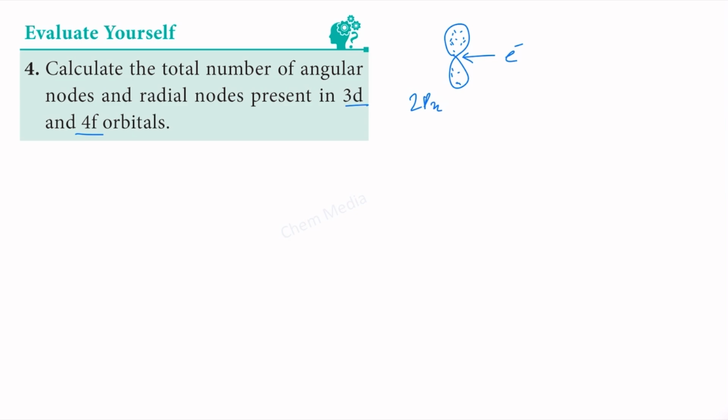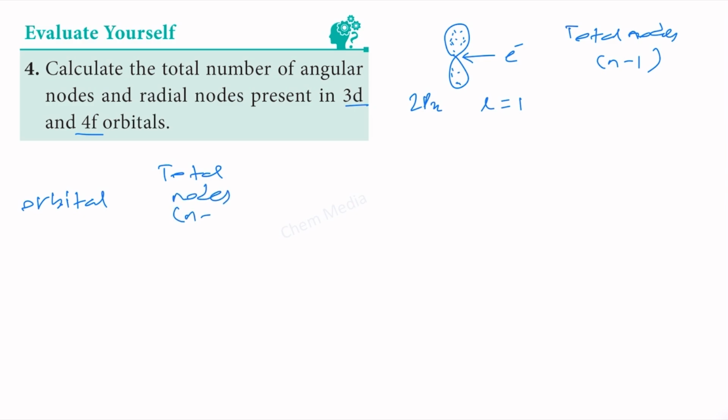So, for p orbital, let us say for 2px orbital in this case, the angular node will be equal to 1, because for p orbital the value of L, the azimuthal quantum number, is equal to 1. So, let us calculate the total number of angular nodes and radial nodes for 3D and 4f. The total number of nodes is always equal to n minus 1, where n is the principal quantum number. So, we have two different orbitals, total nodes is equal to n minus 1.